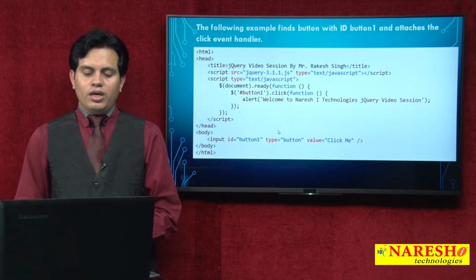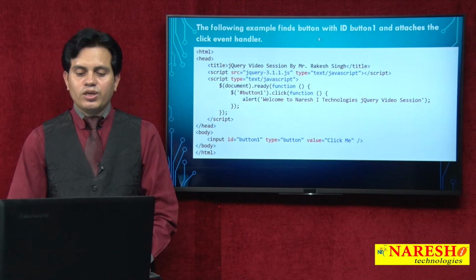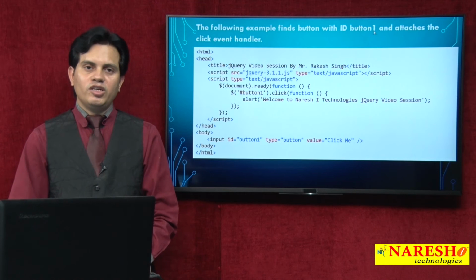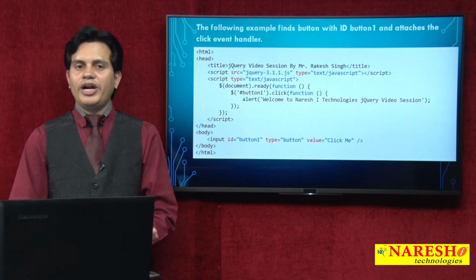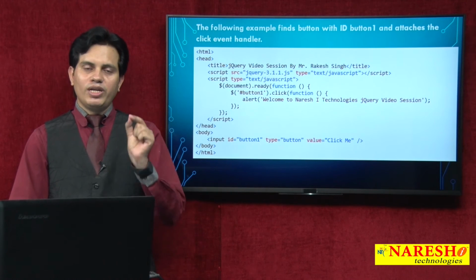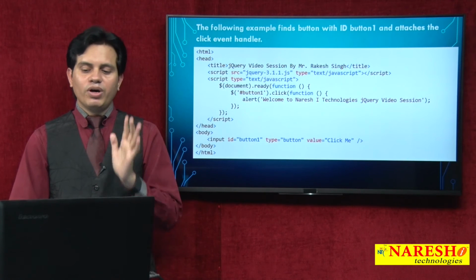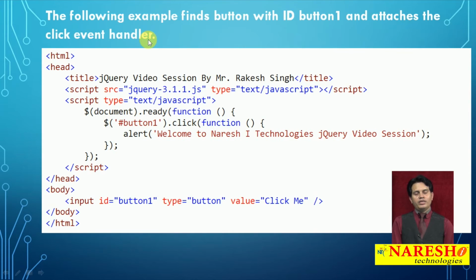Now there is one more example we will discuss. This following example finds a button with the ID called button1, meaning there is an HTML document which contains an element called button and its ID is button1. So I need to find one element, a button with ID button1, and attach the click event handler. And whenever the click event handler fires, some message must be displayed on the button click.